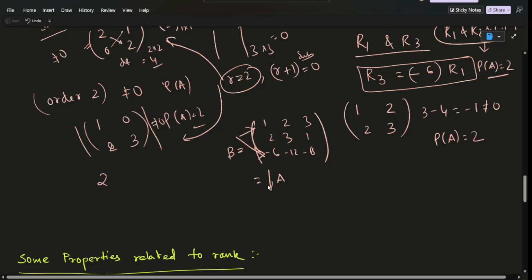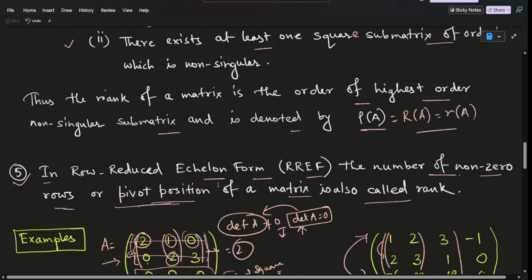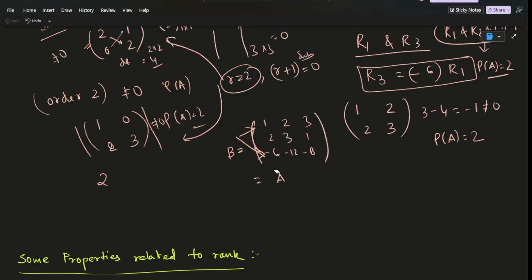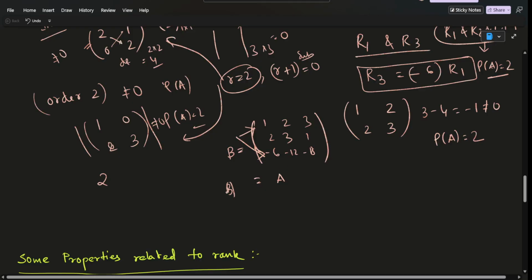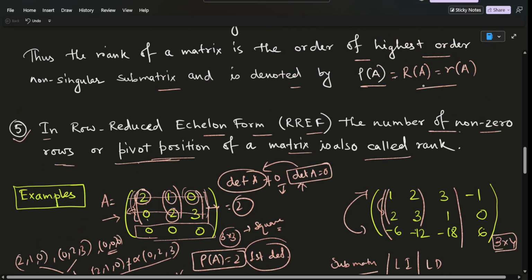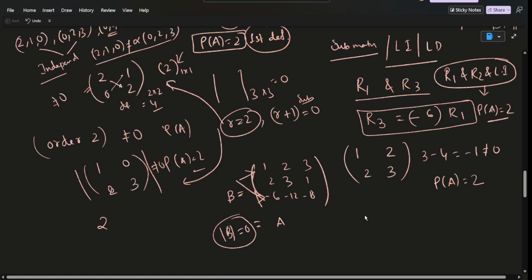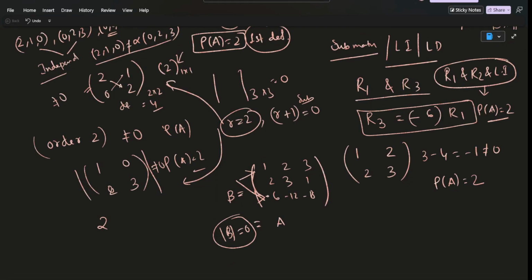So from the definition, number 4, we need to get a non-zero determinant of B for rank 3. That means we need to get a non-zero submatrix, but here the determinant of B is 0, that means this B is singular. Therefore, the rank of this A is not 3. That means the rank of A is equal to again 2.